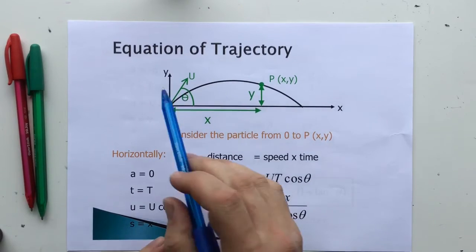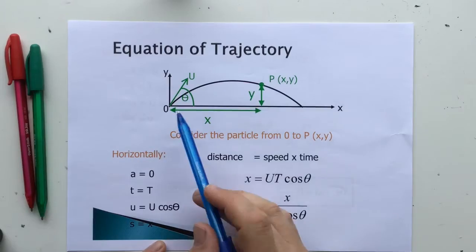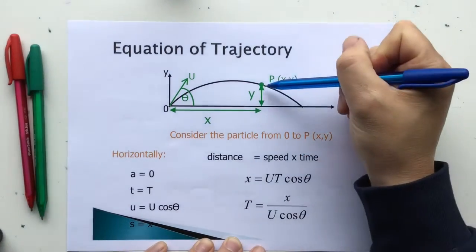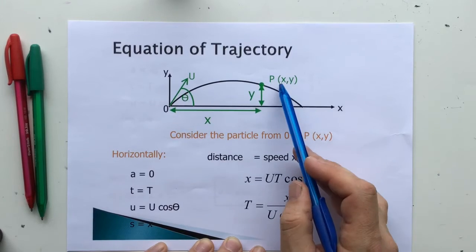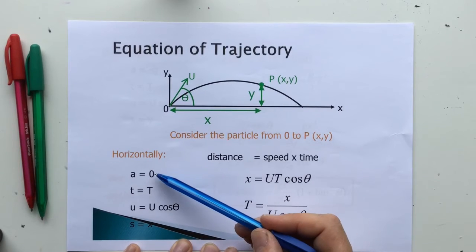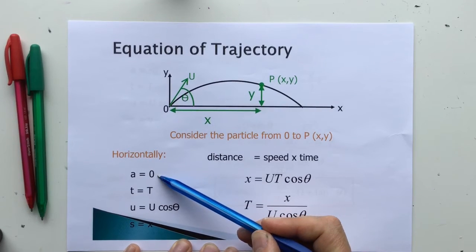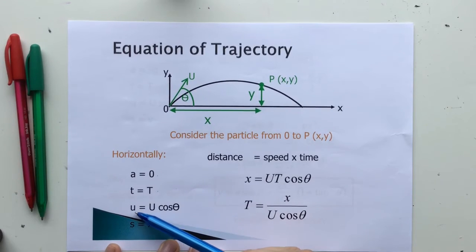Now, this is sometimes called the equation of trajectory, and rather than finding the range of flight or the time of flight for one complete section, we're going to consider here a point P at x, y. But again, we're going to look horizontally and vertically. And horizontally, again, a is 0, there's no acceleration. The time of flight is capital T, we're going to call it here.